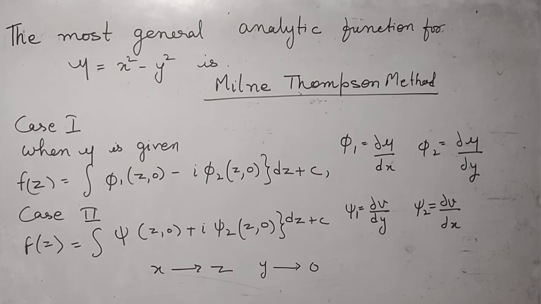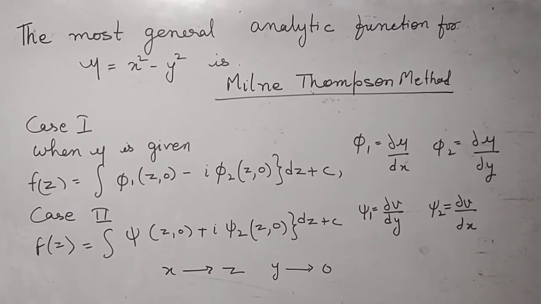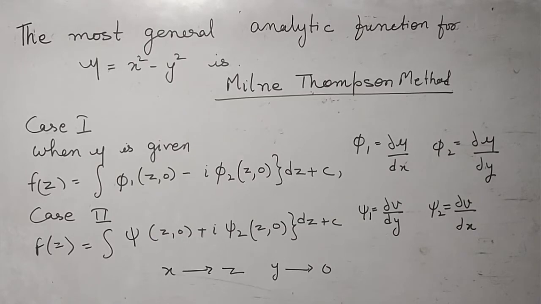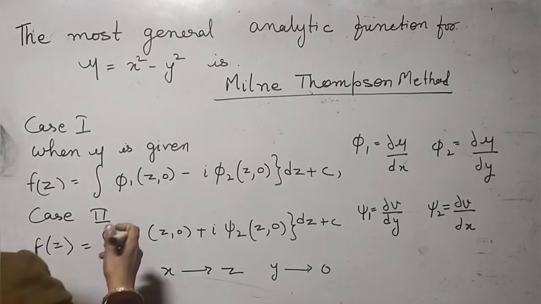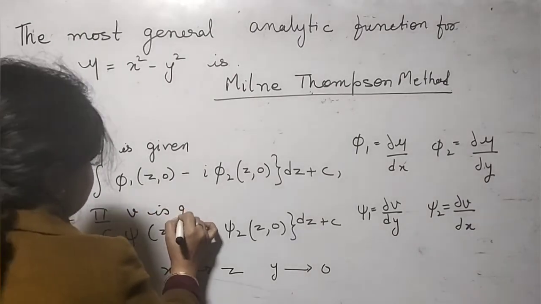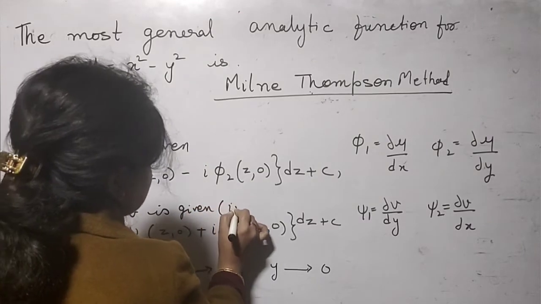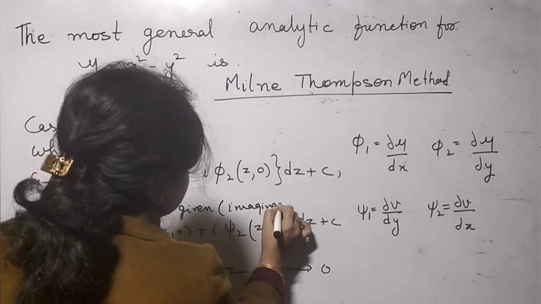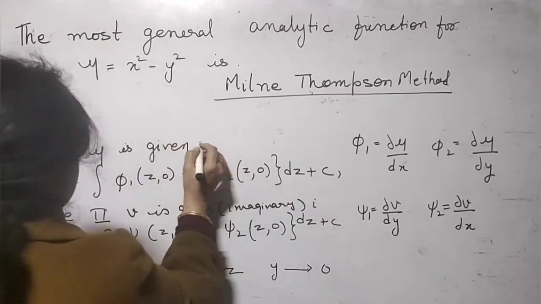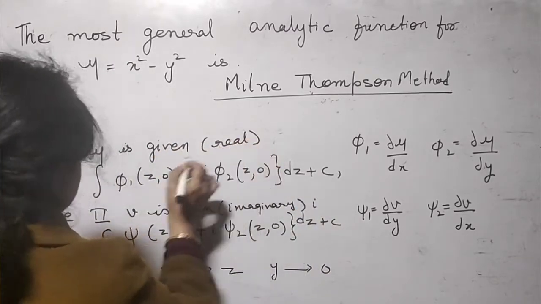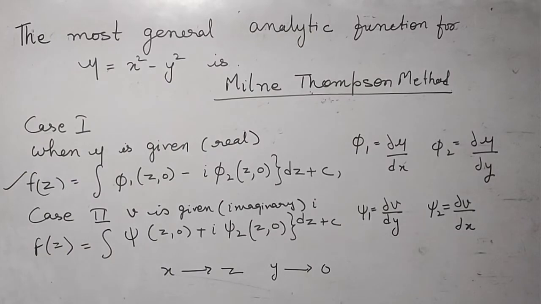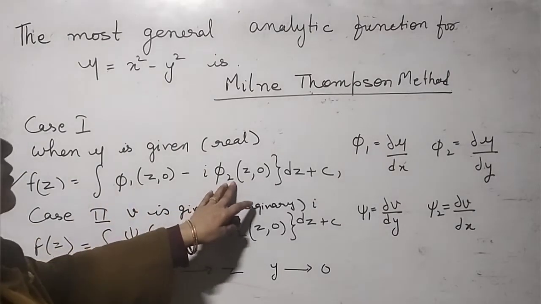Now there's another method, the Milne-Thompson method, by which we can easily find the analytic function for the given equation. There are two cases: when u is given, that is the real part is given, and when v is given, that means the imaginary part is given. When the real part is given, then we use this format: psi1(z,0) - i psi2(z,0).